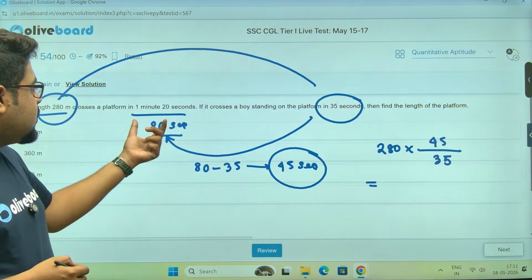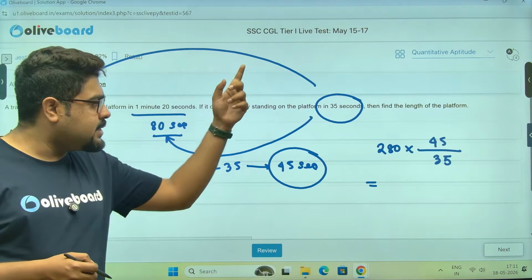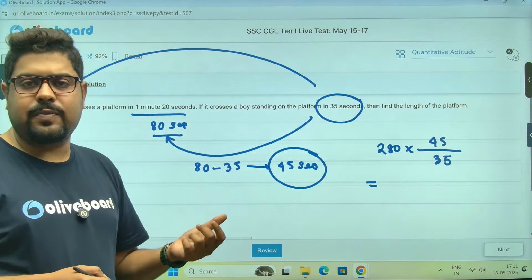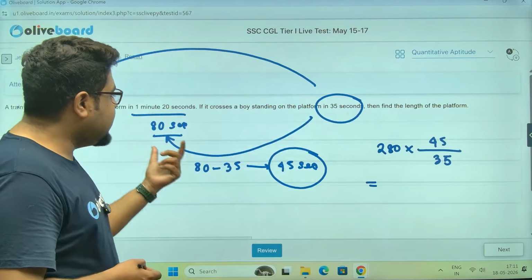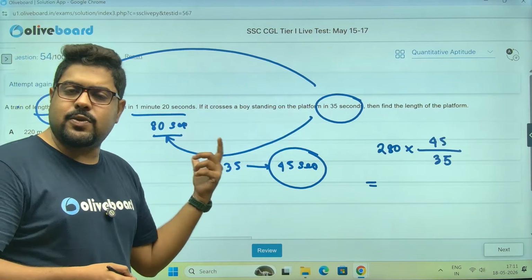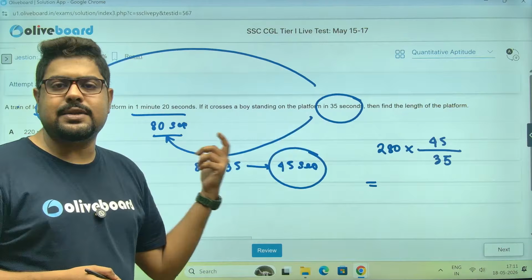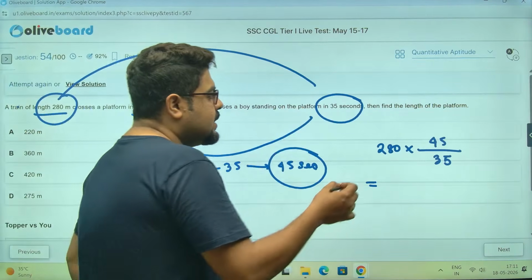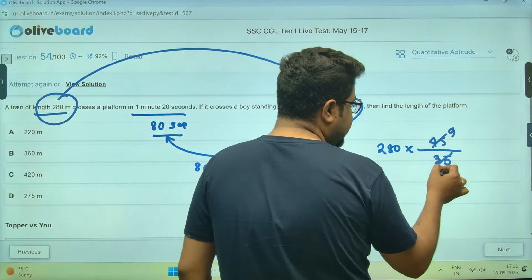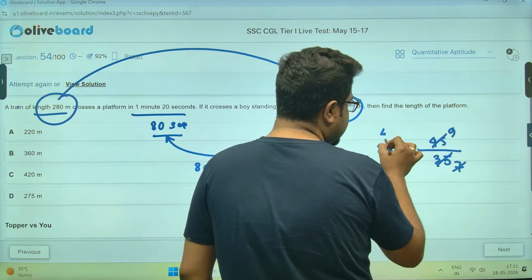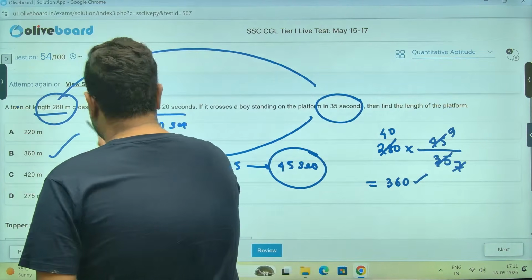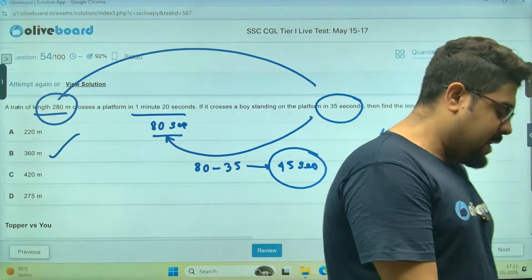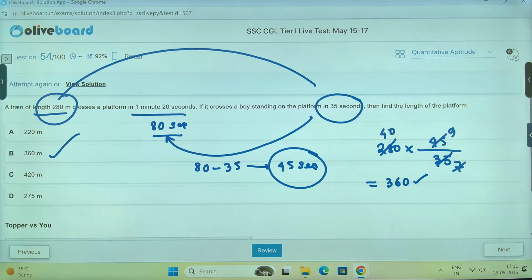Because you see, in order to cross the length of the platform, it is crossing its own length plus the length of the platform. So its own length, it is going in 35 seconds. So out of 80 seconds, 35 seconds, it is going its own length. So remaining 45 seconds, it is going the length of the platform. So this is 5 nines, 5 sevens. This is 40. So 360 is the answer, sir. One line, option B. Option number B, one line is most definitely your correct answer.